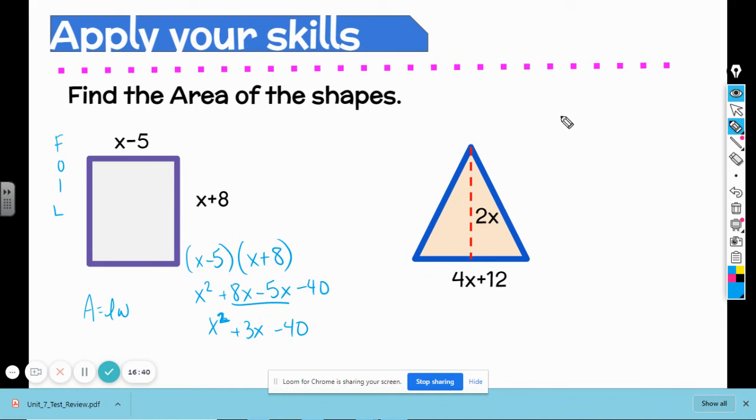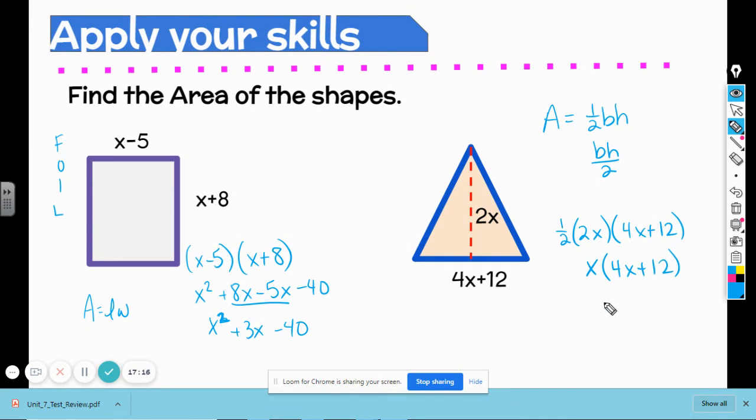Okay, this is a triangle. So you have to use the formula for a triangle. That is 1/2 base times height. You can also see it like this sometimes, base times height over 2. I like this better, but it doesn't matter. So let's do 1/2 times 2x, and then times 4x plus 12. I'm going to multiply these two and just get that out of the way. So 1/2 times 2x is just going to be 1x. Okay, but now I still have to multiply times this other thing.